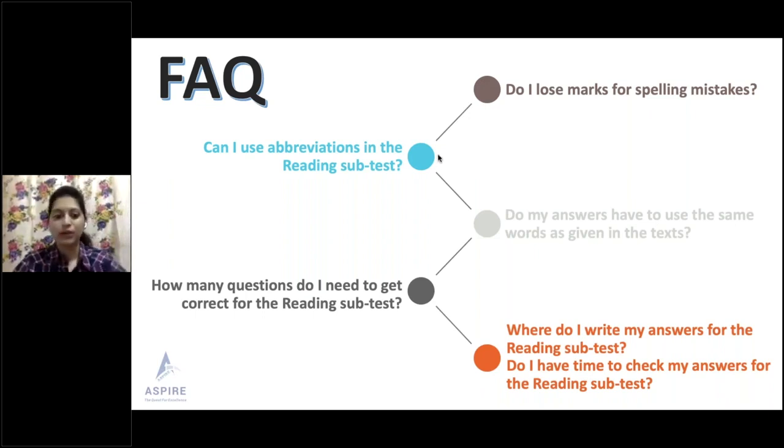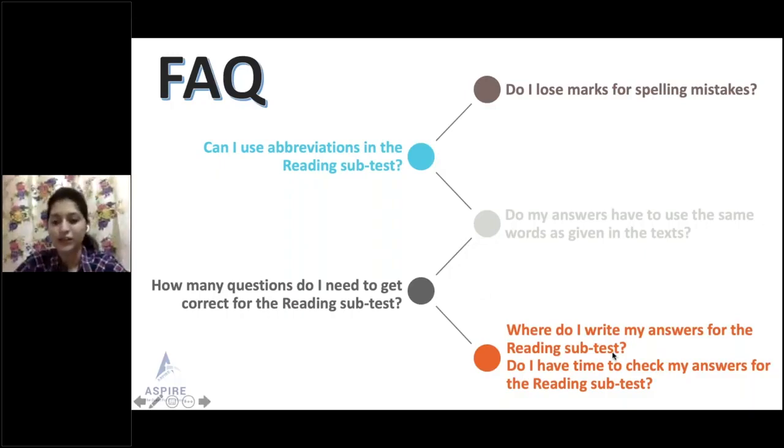So how many questions do I need to get correct for the reading subtest? Usually, in case they vary the number of questions, then the minimum marks will differ. But say, assuming that there are 42 questions, and for a grade B, that is a scale of 350, you will need to score at least 30.